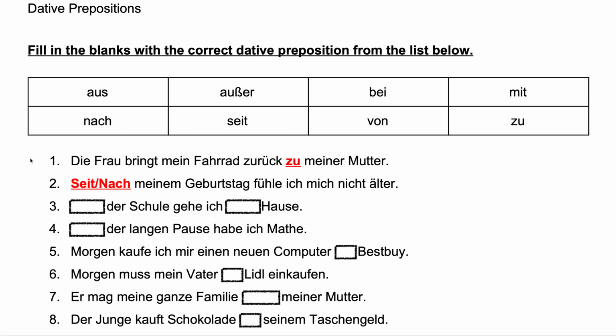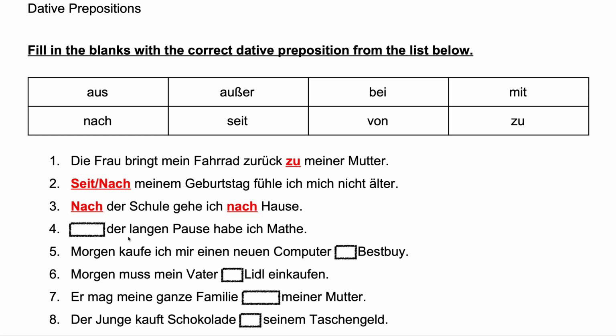Nummer 3. Blank der Schule gehe ich blank Hause. Almost said the answer there. So something the school, go I, something home. So here we have 2 times nach, because the first one is after school, meaning that school is a particular time of day, and we're saying after that, I'm going to go somewhere. The somewhere I'm going is Hause, and the only time you use Hause is if it's nach Hause or zu Hause, and since we're going there, we have to, of course, use nach Hause.